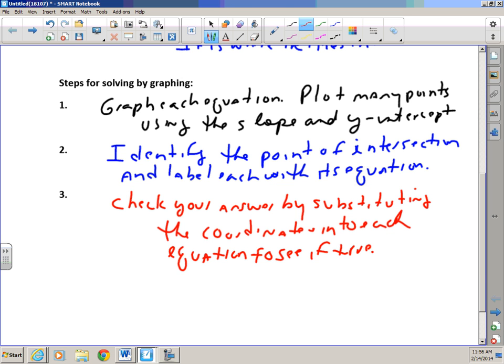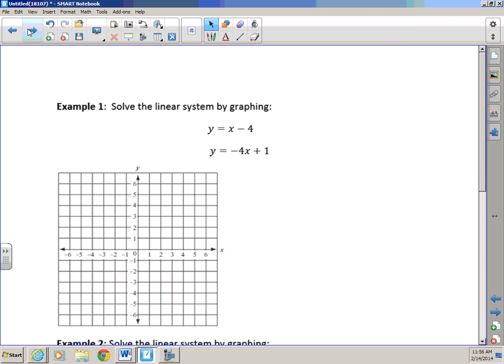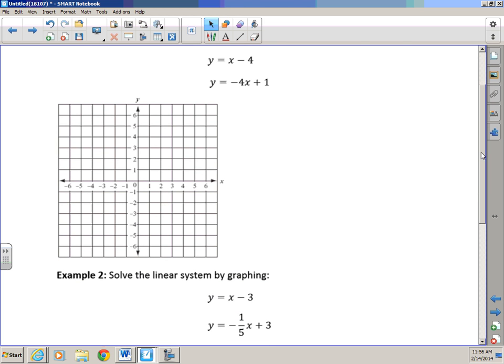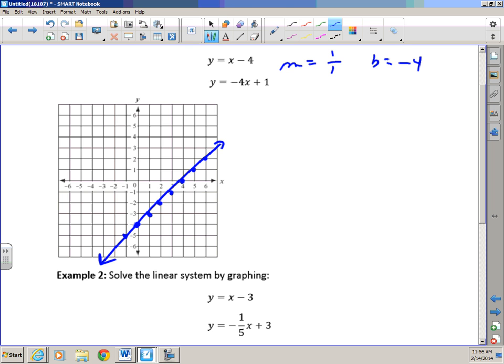Okay, so let's go through a couple of examples. Example number one. I want to graph the lines y equals x minus 4 and y equals negative 4x plus 1 and figure out where they intersect. Okay, so to graph the line here, slope is 1 over 1, y-intercept is negative 4. So that one in blue I'm going to put here. And I go up 1, right 1. And as I said, I'm going to do this a number of times because I don't know where they're going to intersect. I can go down 1, left 1. I draw my line. And then I write y equals x minus 4 over it.